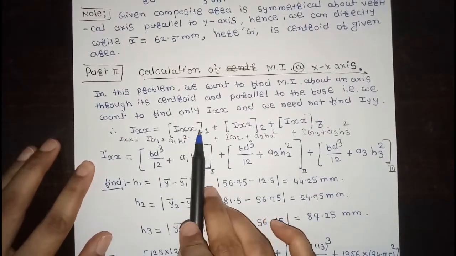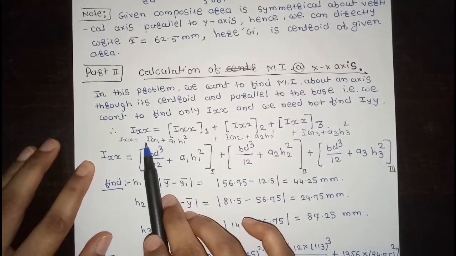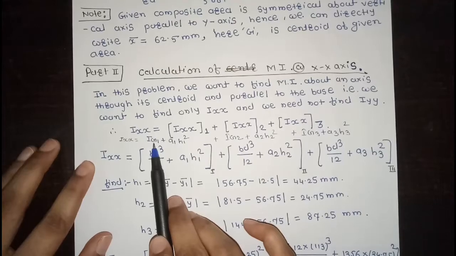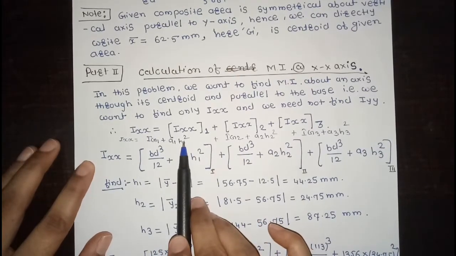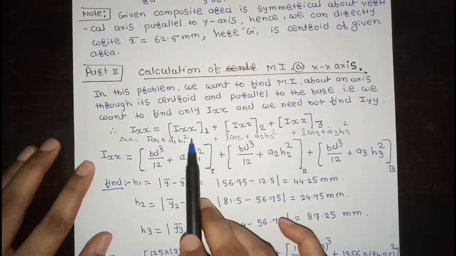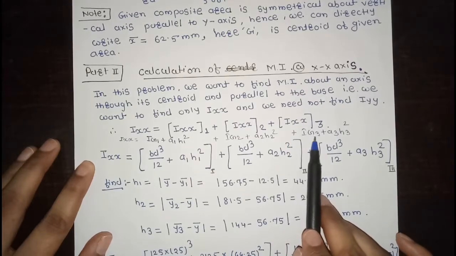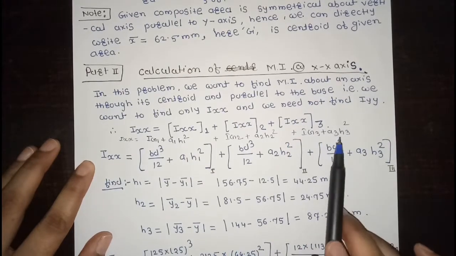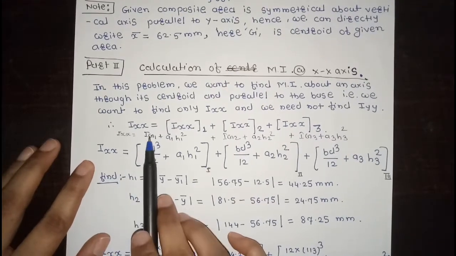So Ixx, first section means Ig1. Ig1 means the moment of inertia about the centroidal axis which is parallel to the area of the first section. So Ig1 plus A1 H1 square plus Ig2 plus A2 H2 square plus Ig3 plus A3 H3 square. So Ixx is equal to Ig1.